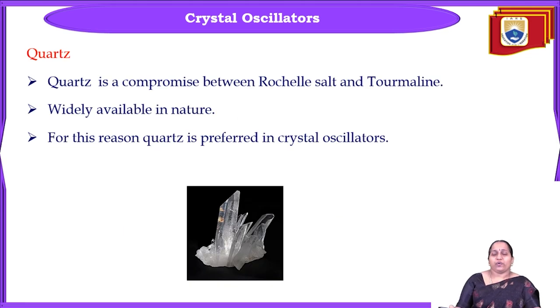Next, quartz. Quartz is a compromise between Rochelle salt and tourmaline. Rochelle salt exhibits a very good piezoelectric effect but is mechanically weak. Tourmaline exhibits a poor piezoelectric effect but is mechanically strong. Quartz is a compromise between them, that is, it exhibits a good piezoelectric effect, and it is widely available in nature. For this reason, quartz is preferred in crystal oscillators. So, we will be using quartz in crystal oscillators.